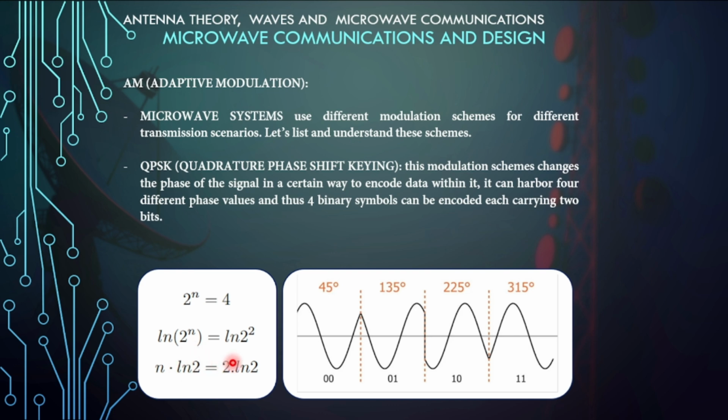n ln2 is equal to ln2, so n equals 2 bits within each symbol. These are the different combinations that make 4 symbols. You have 00 at 45 degrees, which is the first phase, then 01, 10, and 11 at 4 circle. Yeah, this is the last phase value. We'll see it in the next image.